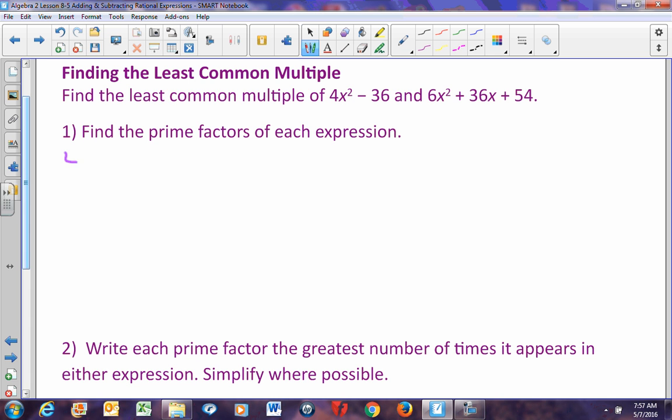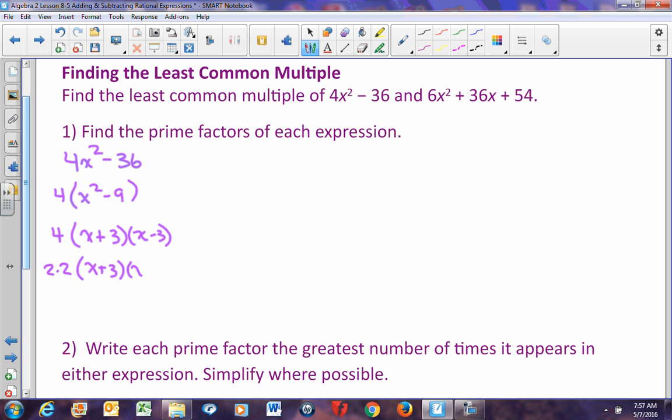So if I have 4x squared minus 36, if I factor this, I'll take a 4 out of it, and I get x squared minus 9. And if I factor that a little further, I get x plus 3 times x minus 3. And if I take my 4, that's going to be 2 times 2 times x plus 3 times x minus 3. So that would be 4x squared minus 36 factored down to absolutely all its prime factors.